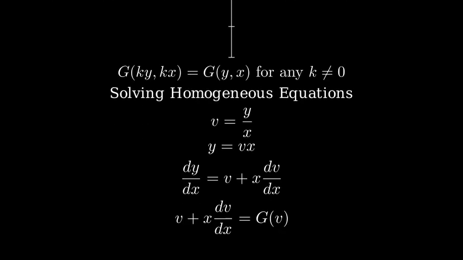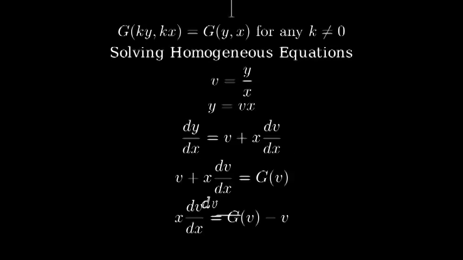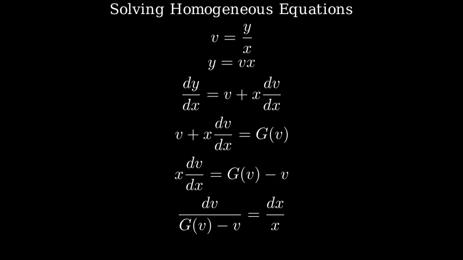Now, substituting these into our original equation, v + x dv/dx = g(v). Rearranging, x dv/dx = g(v) - v. This is now a separable equation in variables v and x.